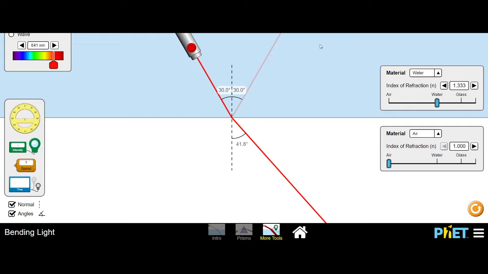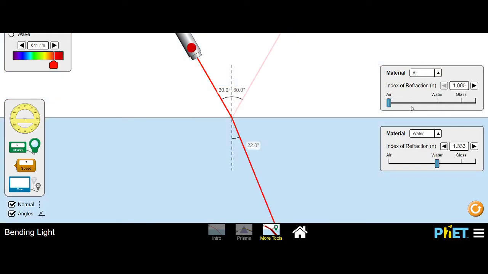What if we were to have air on top and water on the bottom? Let's switch it up and see what happens. So air is on top now and water is on bottom. The angle of incidence is still 30 degrees because I haven't moved my laser yet, but instead of going up to 40 something degrees, it went down to 22.0 degrees.